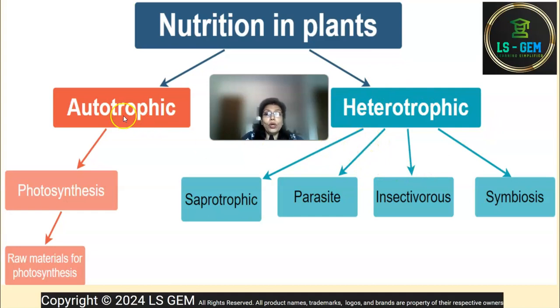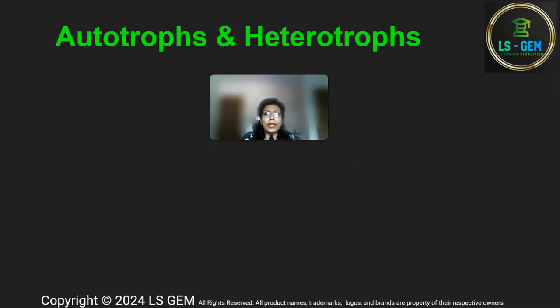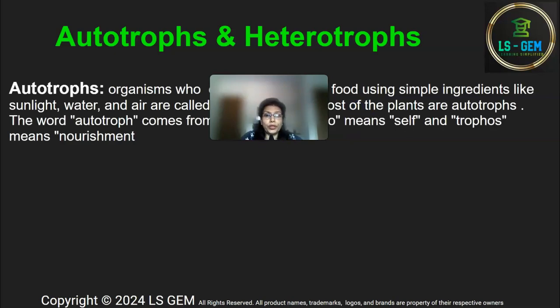But in today's video, we will learn about what is autotrophic mode of nutrition in plants and photosynthesis and raw material for photosynthesis. So we can say the organism which follows autotrophic mode of nutrition is called autotrophs and the organism which follows heterotrophic mode of nutrition is called heterotrophs. So there are two kinds of organism. One is autotrophs who follow autotrophic mode of nutrition and another one is heterotrophs who follow heterotrophic mode of nutrition.